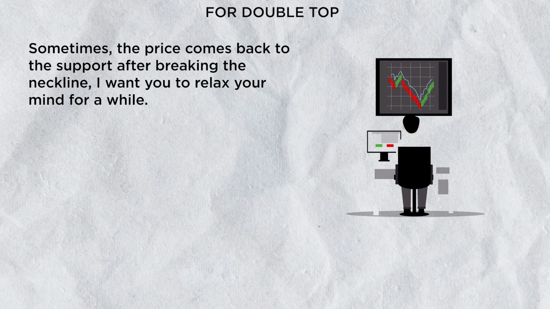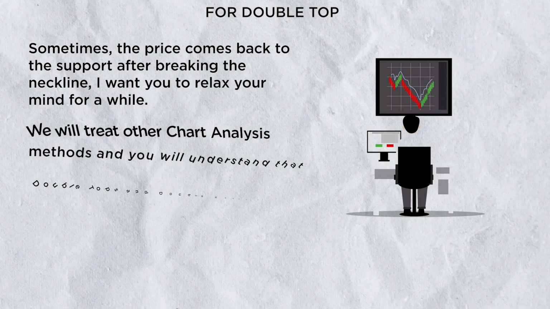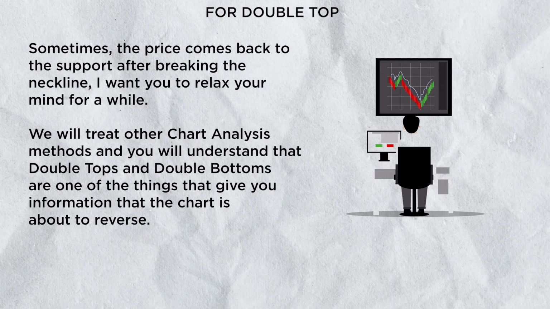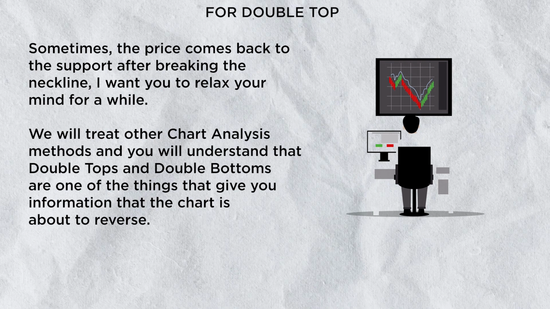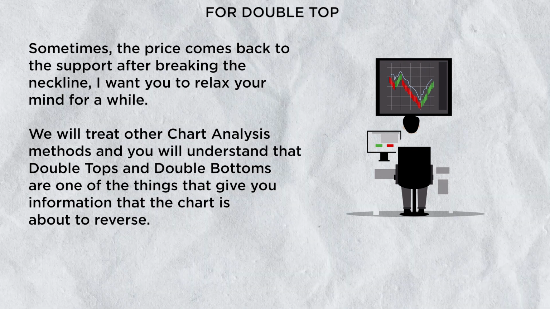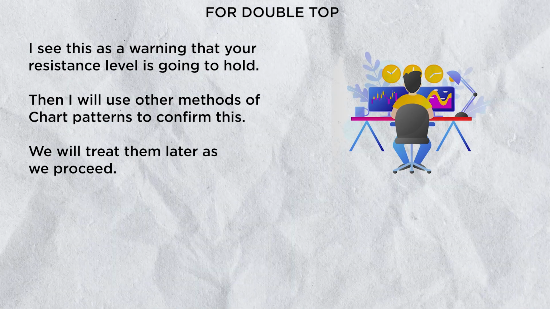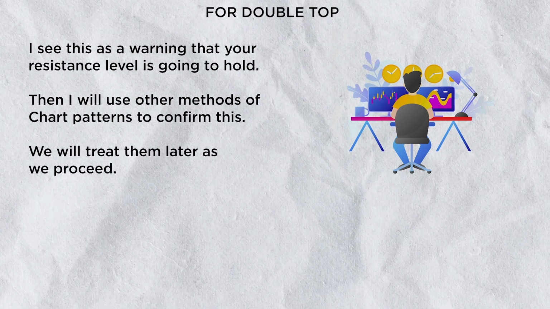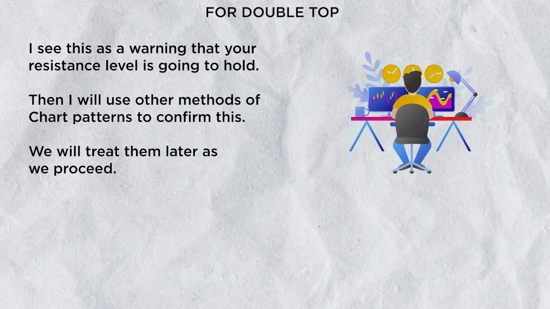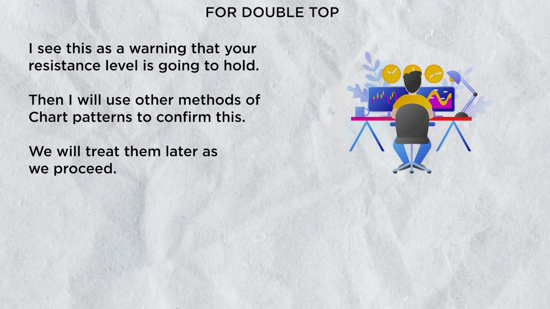I want you to relax your mind for a while. We will treat other chart analysis methods, and you will understand that double tops and double bottoms are one of the things that give you information that the chart is about to reverse. I see this as a warning that your resistance level is going to hold. Then I will use other methods of chart patterns to confirm this. We will treat them later as we proceed.